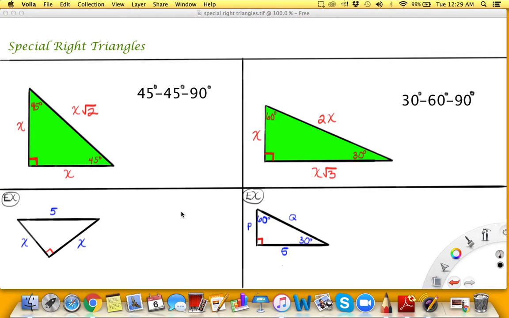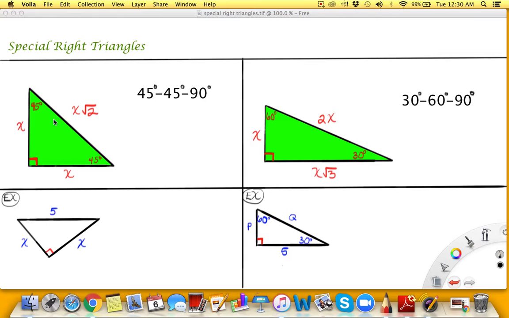We're talking about special right triangles in this lesson. Now, first of all, as you can see, there are two types of special right triangles. The first thing that makes them right triangles is this little square right here in the corner. That recognizes this angle as the 90-degree angle. Now, there's a specific ratio of the sides when you have a right triangle.